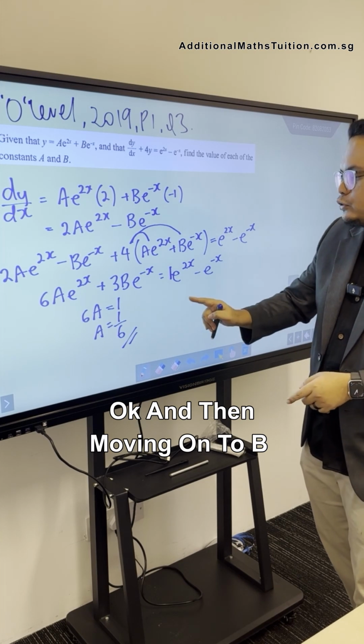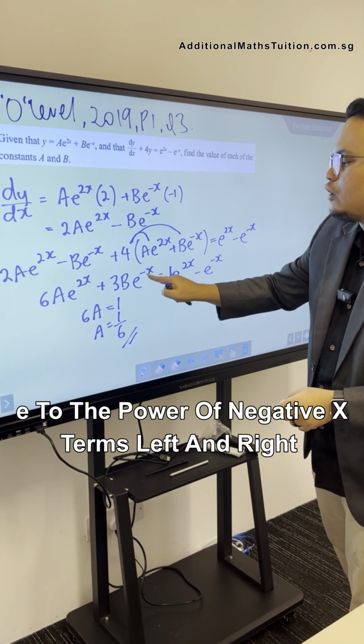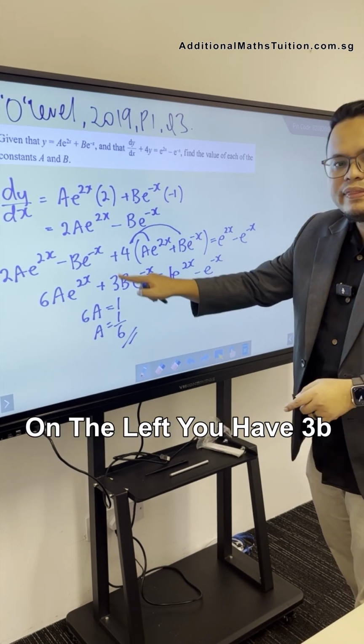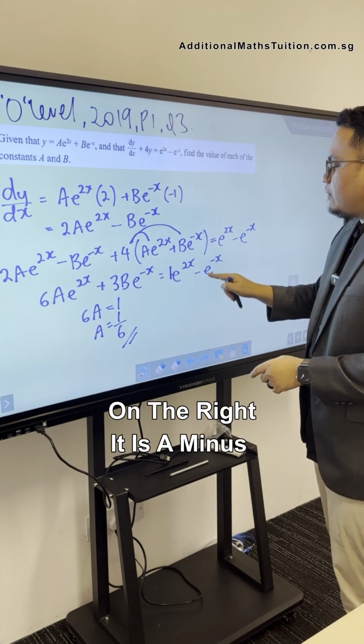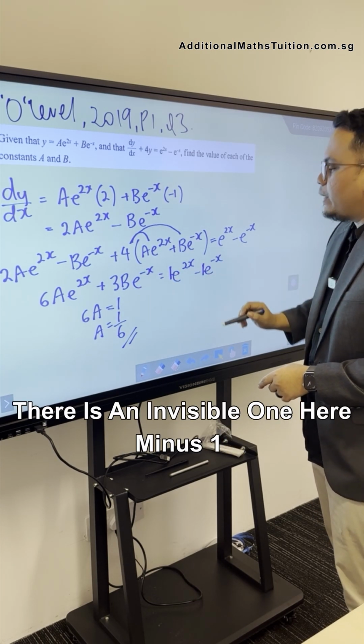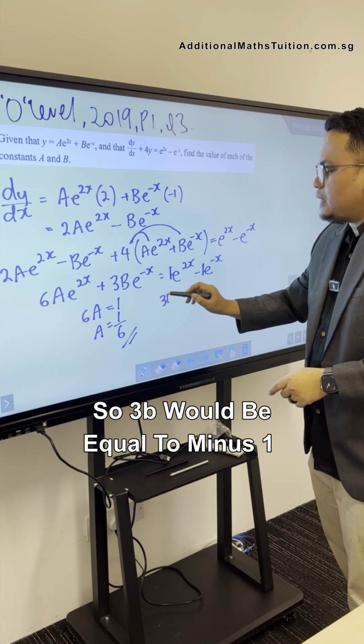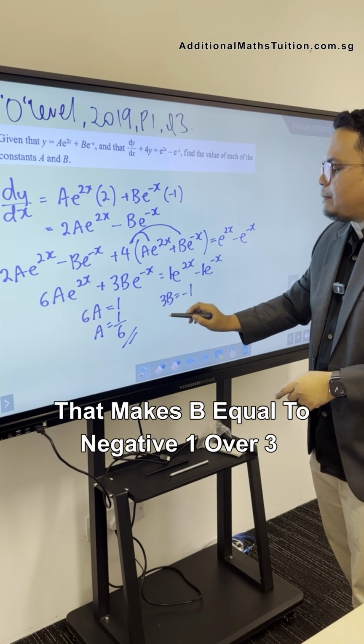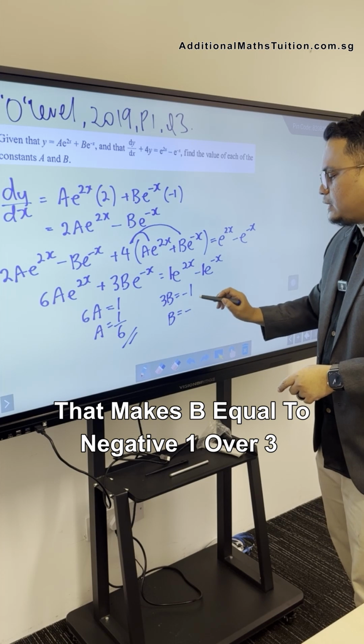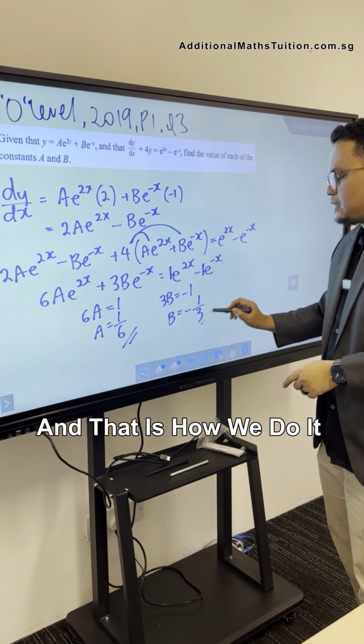Okay, and then moving on to b, we will now compare your e to the power of negative x terms left and right. On the left, you have 3b. On the right, it's a minus. Again, there's an invisible one here, minus 1. So 3b would be equals to minus 1. That makes b equals to negative 1 over 3. And that's how we do it.